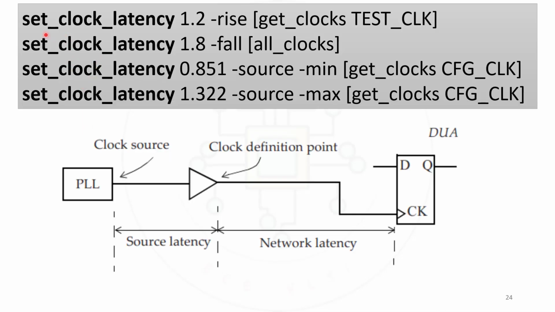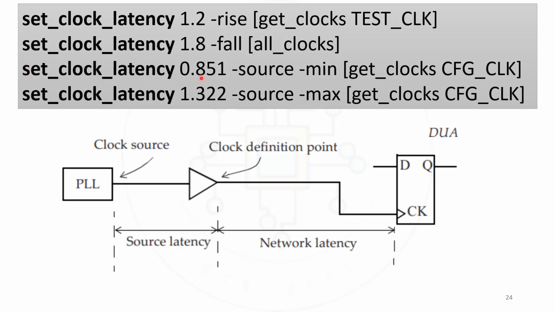These are a few more examples. Set_clock_latency 1.2, this is -rise, and get_clocks, this is the clock port name. Next one is set_clock_latency with a value. This is for -fall, and we are applying it for all clocks which are present in our design.